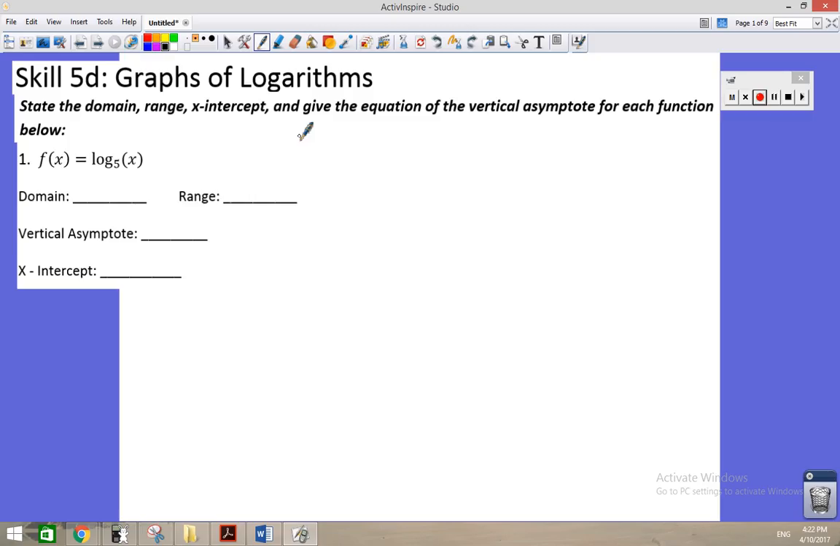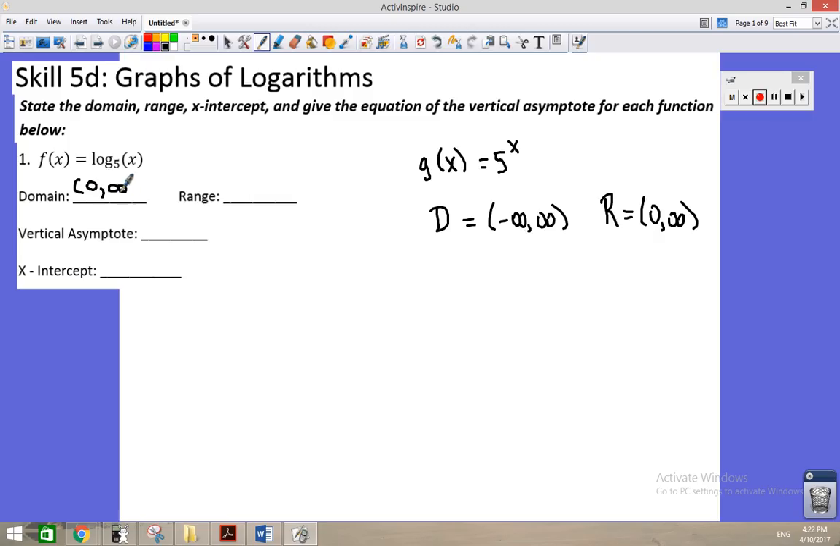So when you had the function that was the inverse of this, the 5 to the x, then the domain was all real numbers, and the range was positive real numbers. Well, now, with this basic logarithm, the domain and range have switched. The domain is positive real numbers, and the range is all real numbers.